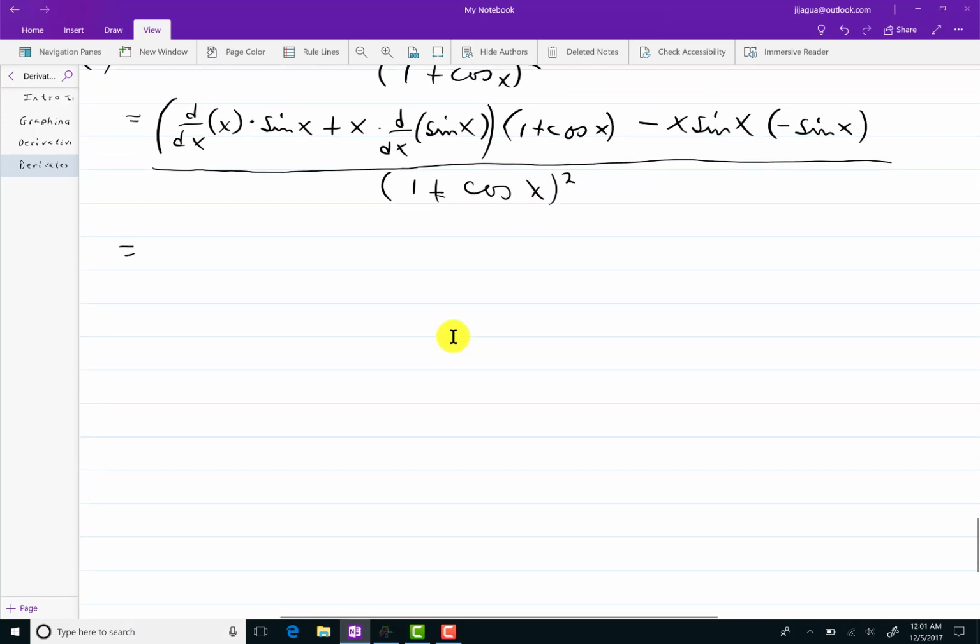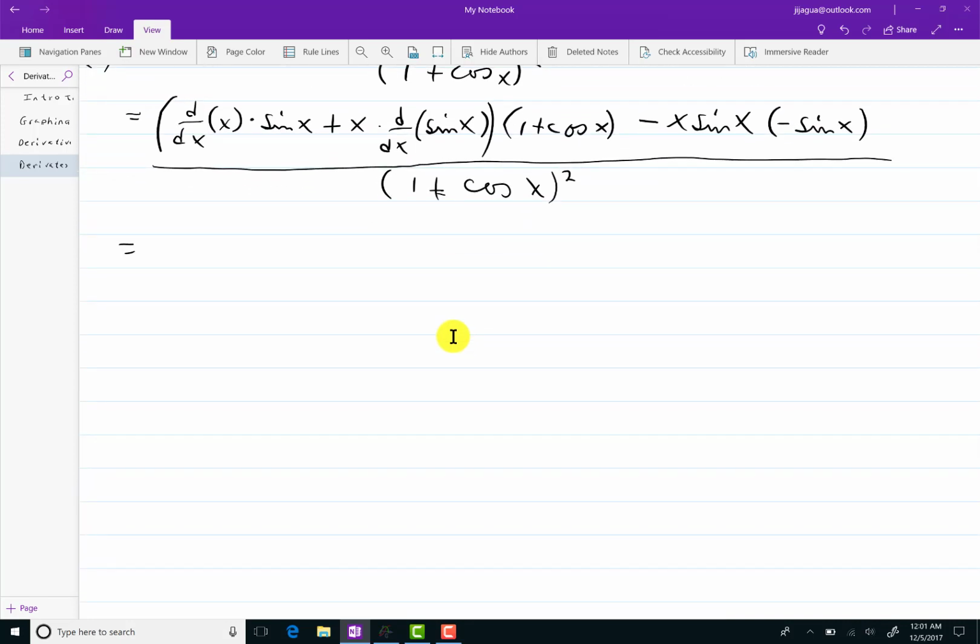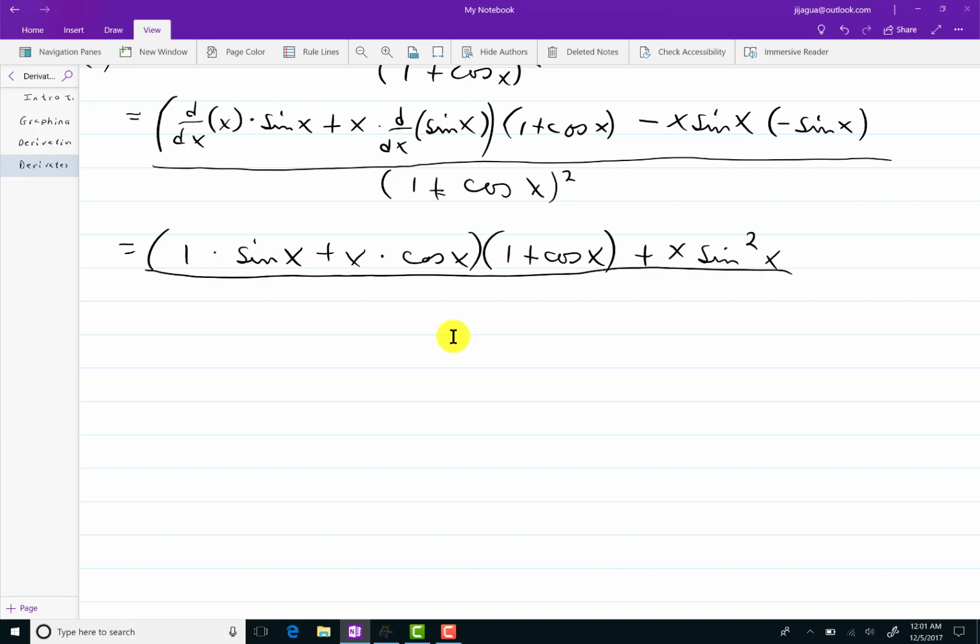Alright, let's go ahead and do our derivatives. The derivative of x is 1. So you have 1 times sine of x plus x times the derivative of sine of x, which is cosine of x, times 1 plus cosine of x. It looks like I'm going to get plus x times sine squared of x. All of that is over 1 plus cosine of x squared. Now actually, I would be happy right here. There, you finished it off. I see all the derivatives and everything like that.